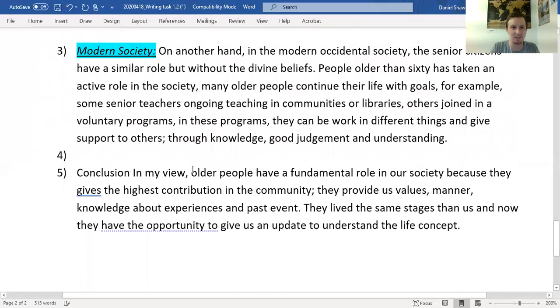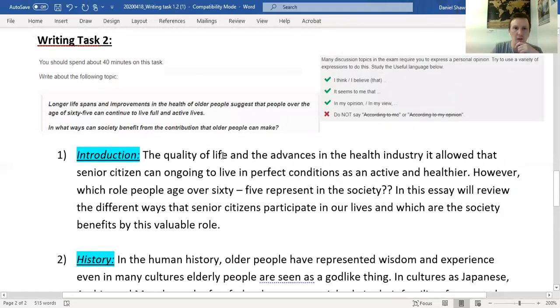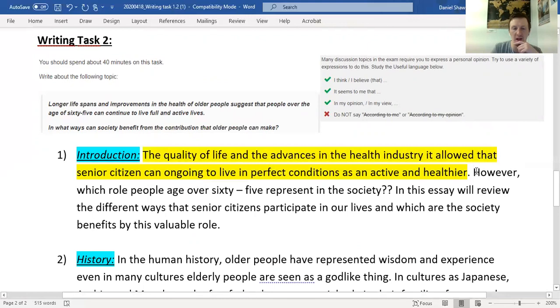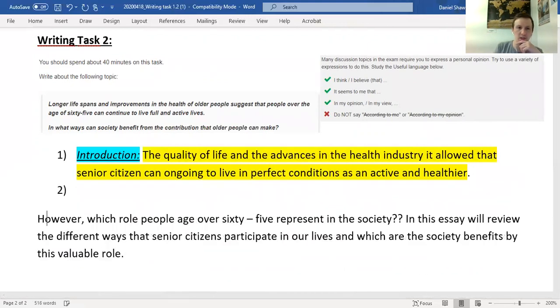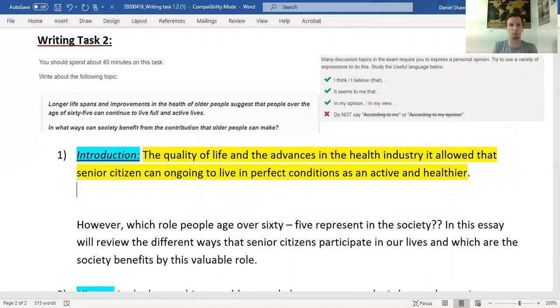All right, so let's get into this response. Let's see how we can improve, any feedback, any advice that I can give for this response. So let's begin here. "The quality of life and the advances in the health industry, it allowed that senior citizen can ongoing to live in perfect conditions as an active and healthier." Okay, so we need to reword this. There are a few errors, it's not quite clear. And when we start our response, we need to make sure that it is very clear. So how can we rephrase this? How can we reword this?